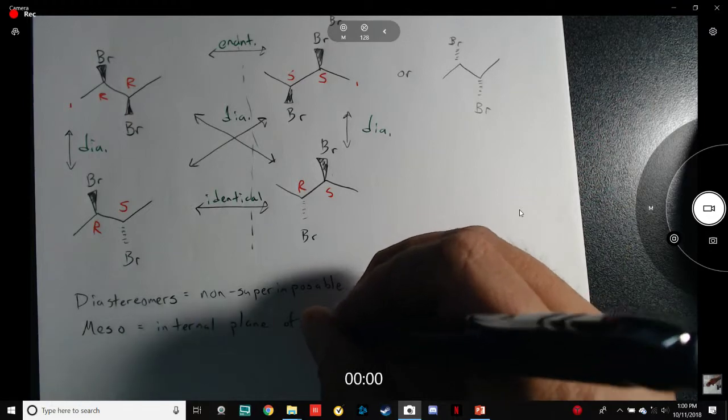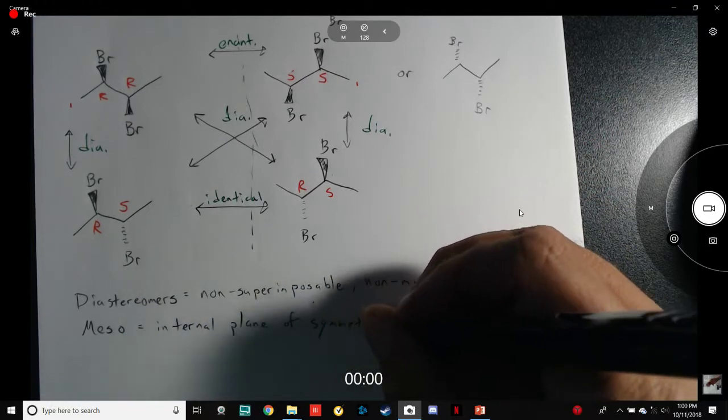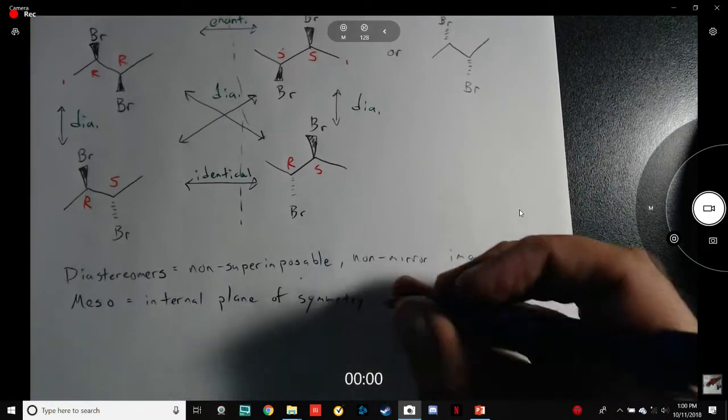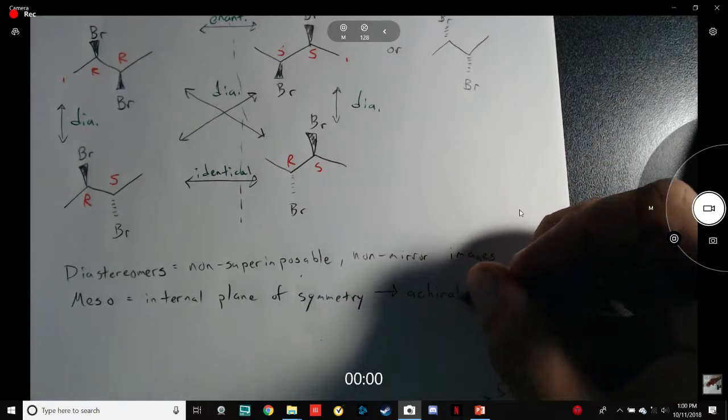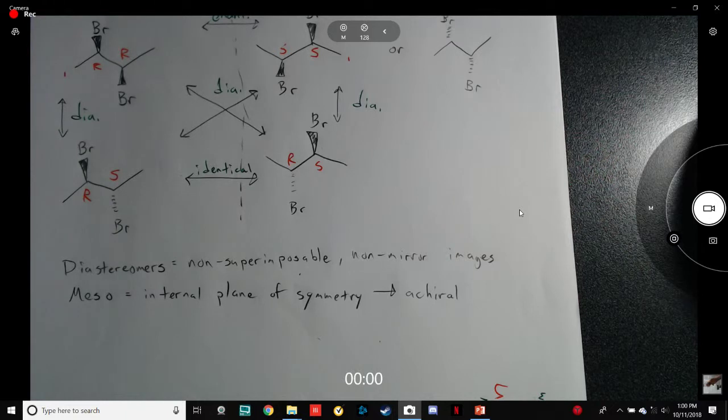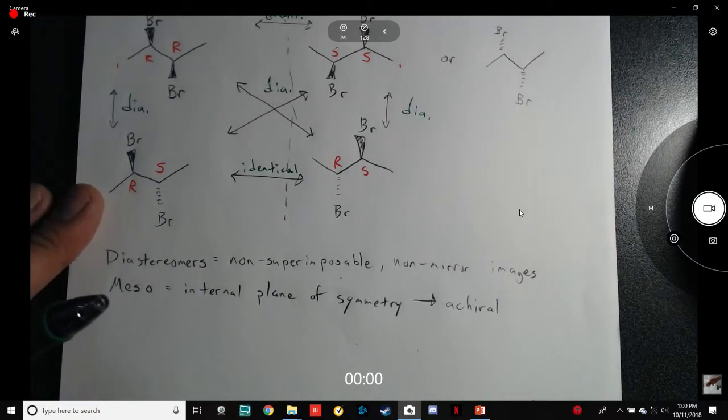Yeah, so here we have an internal plane of symmetry. And these are achiral. They do not rotate plane polarized light, and its mirror image is identical.